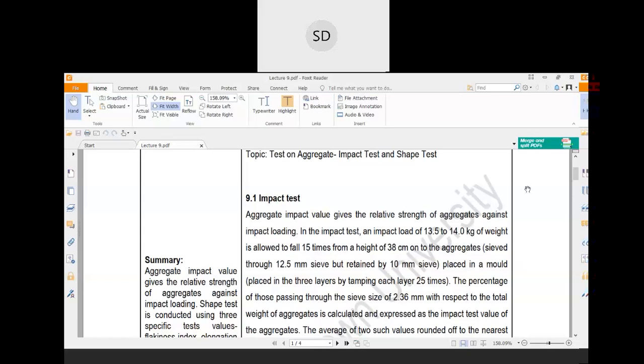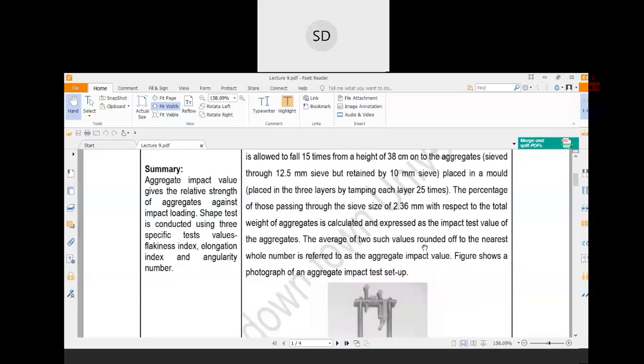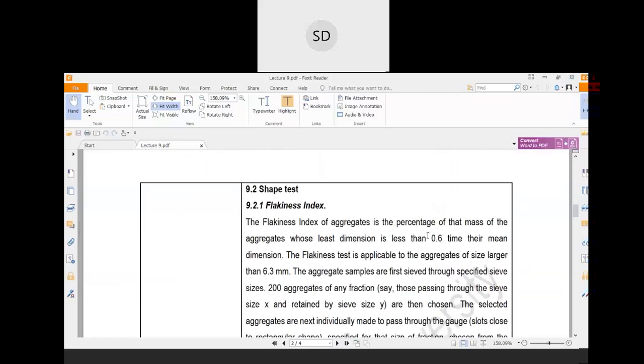So generally for road aggregate, the impact value should be lesser than 30% or 35%, depending on the different methods for which you are using that aggregate. So I think you know about all these things.